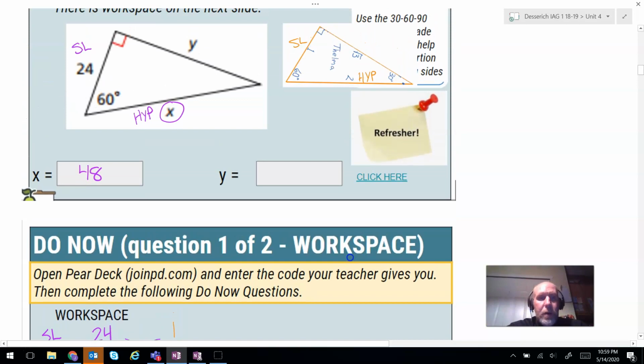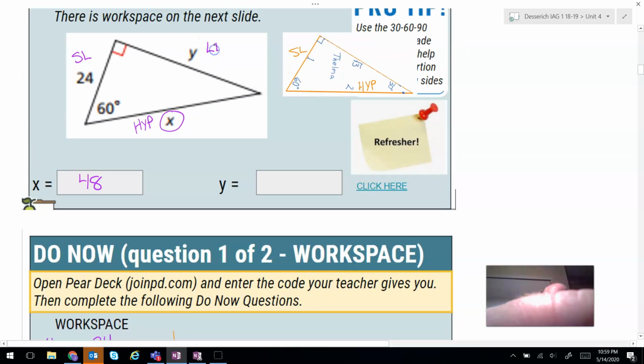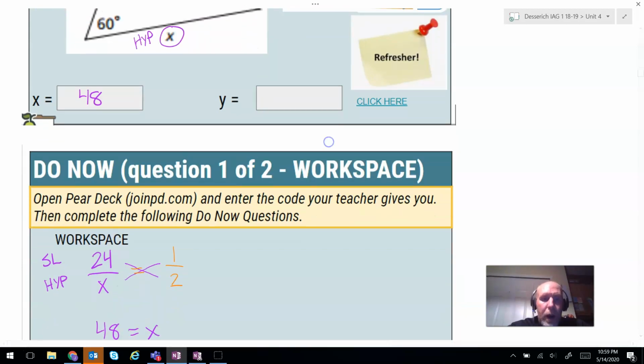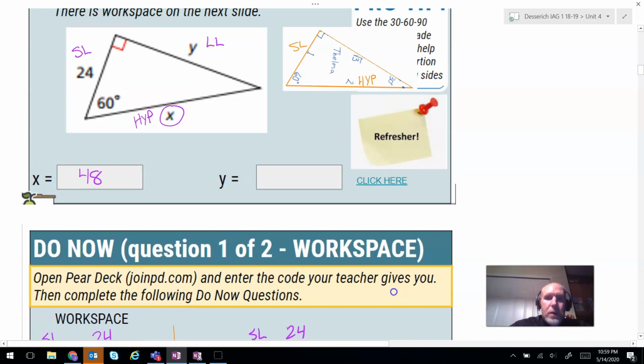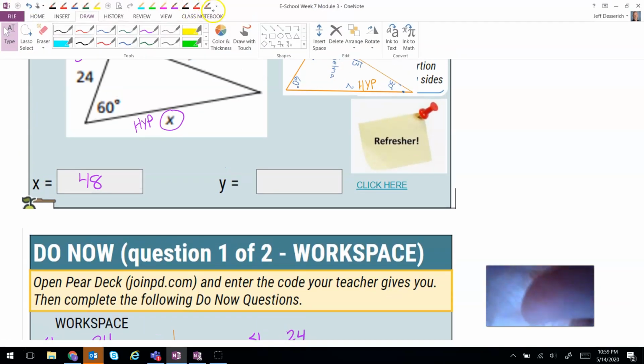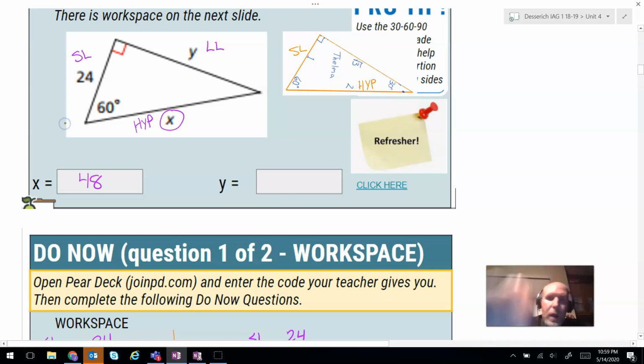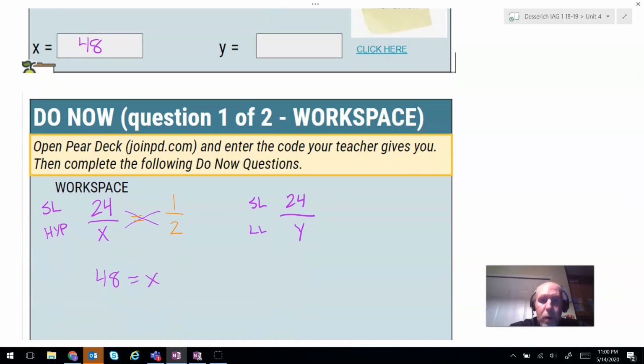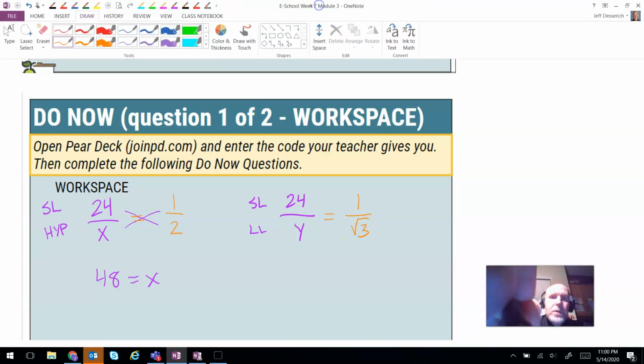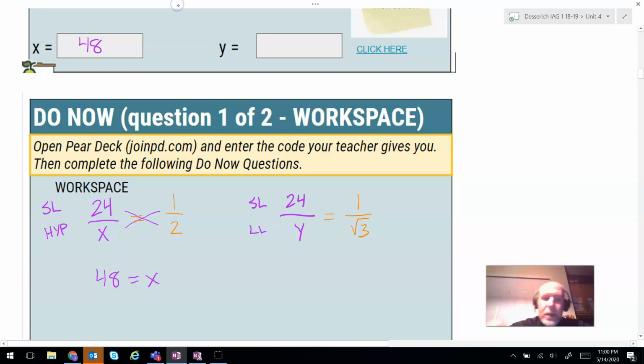All right, let's go ahead and find y now. Y is the long leg. So I'll go ahead and go 24 over y. And that gives me the relationship of the short leg to the long leg. All right, so then let's look at that same situation with Thelma, short leg to long leg. And again, Thelma's short leg is 1. Her long leg is the square root of 3. So we want to have 1 over square root of 3 here for Thelma so that we can have that same relationship of short leg to long leg.